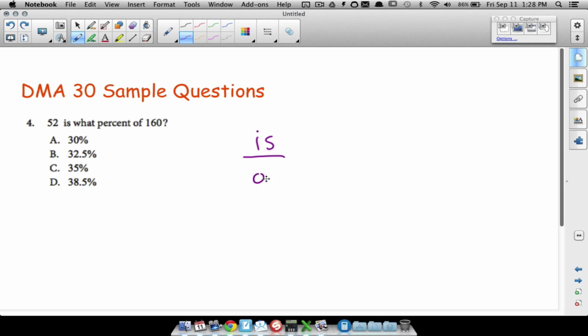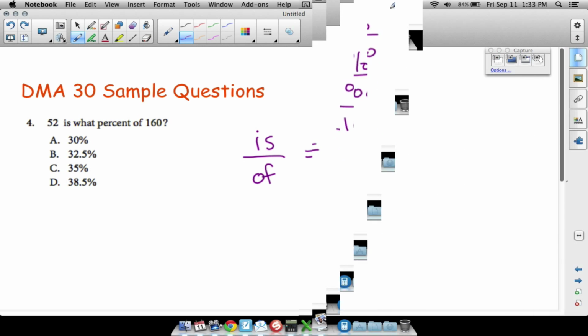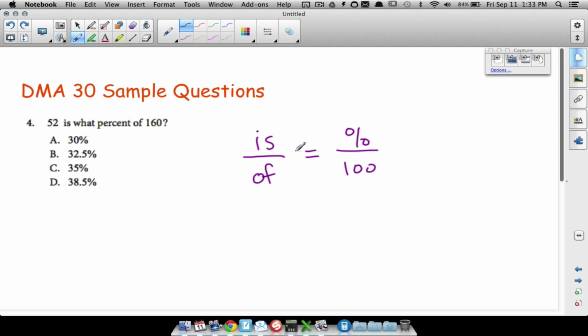This is a little formula, and this is going to be solved using a proportion. Is over of equals percent over 100. So with this formula, we go back and look for the pieces to plug in. We want to be careful with the percent at the end of this problem. I know I mentioned D2P earlier. However, we're not necessarily going to have to use that, and I'll explain that in a moment.